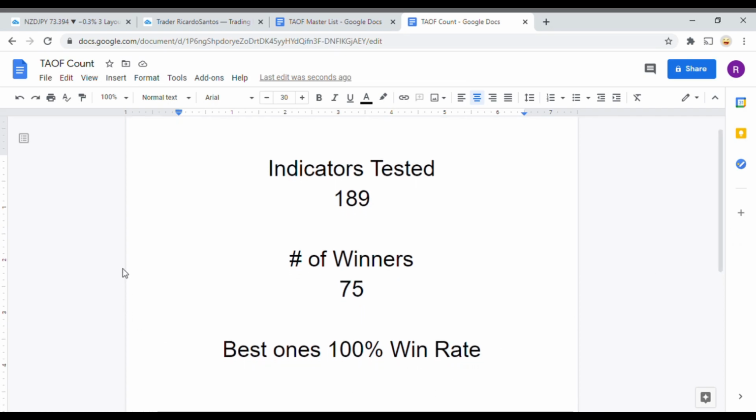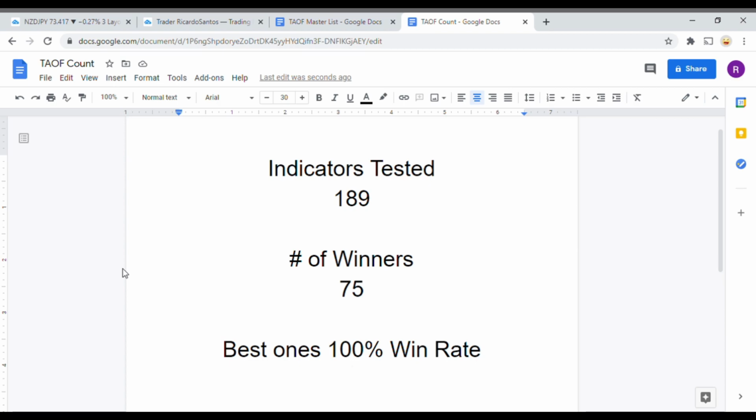So to date, we have tested 189 indicators. And out of those 189 indicators, 75 of them have been winners, which means that they have met or exceeded the 60% win-loss ratio threshold that we have set for them. The best ones so far were able to achieve a 100% win rate. Now you need to go back and watch those videos to understand the context of how they were able to achieve that. But as we are working on building the best trading system possible, you could take any one of those 75 indicators and get out there and start potentially profitably trading the markets with them now.